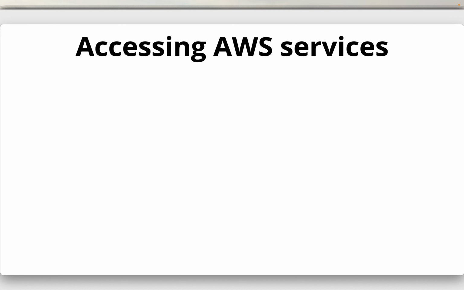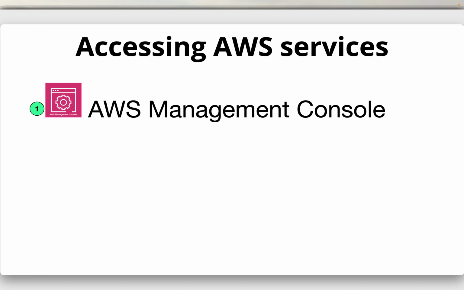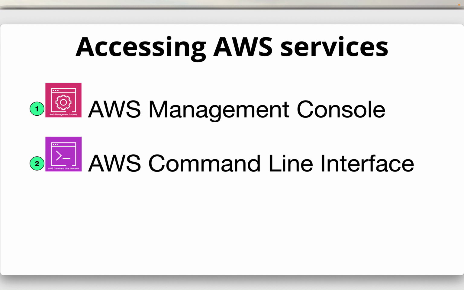Accessing AWS services. The first one is the AWS Management Console. You can access and manage Amazon Web Services through the AWS Management Console, which is a simple and intuitive user interface. You can also use the AWS Management Console mobile application to quickly view resources on the go. Then the AWS Command Line Interface. The AWS Command Line Interface, AWS CLI, is a unified tool to manage your AWS services, and with just one tool to download and configure, you can control multiple AWS services from the command line and automate them through scripts.